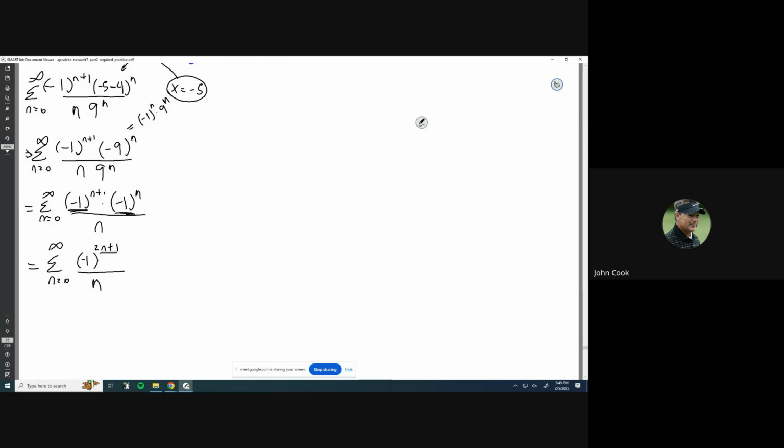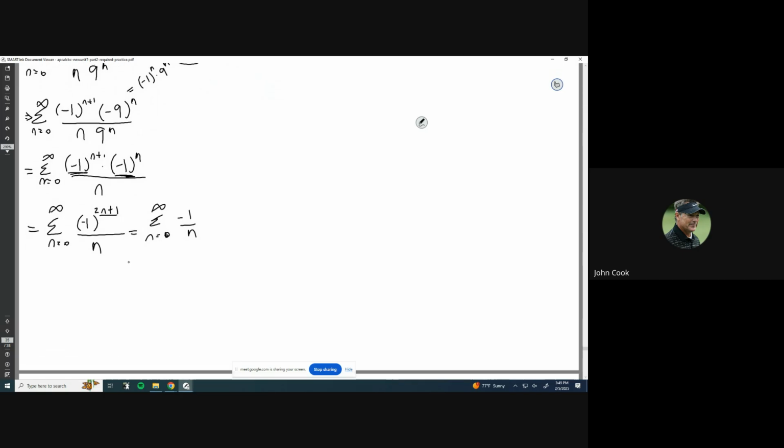Try it. You plug in 0. 0 times 2 is 0. 0 plus 1 is 1. If you plug in, say, 1, 1 times 2 is 2. 2 plus 1 is 3. So 3. You keep getting odd powers. And anytime you take -1 and raise it to an odd power, it's always, always, always going to be -1 every single time. So that means I can rewrite this as the sum from n equals 0 to infinity of just -1 over n. And that's it. That's what this simplifies down to.